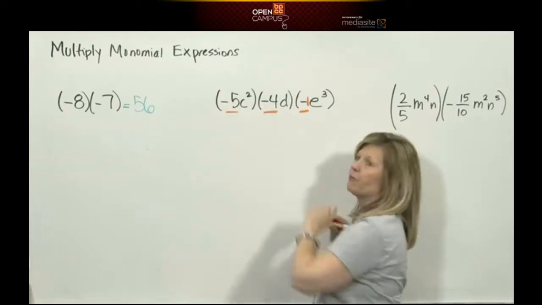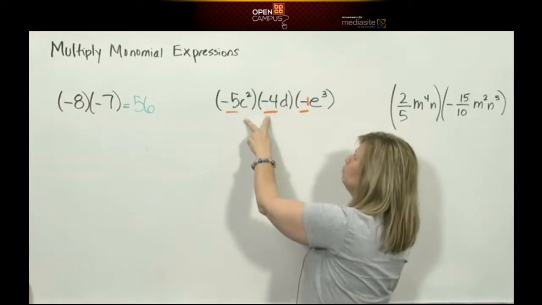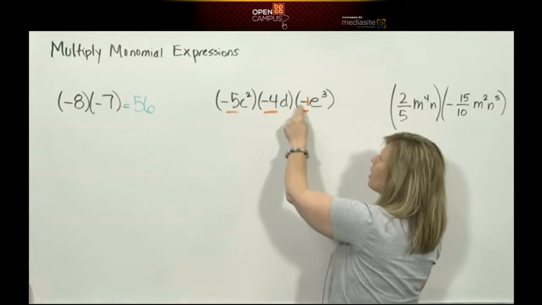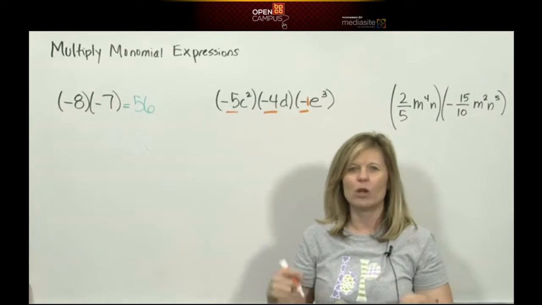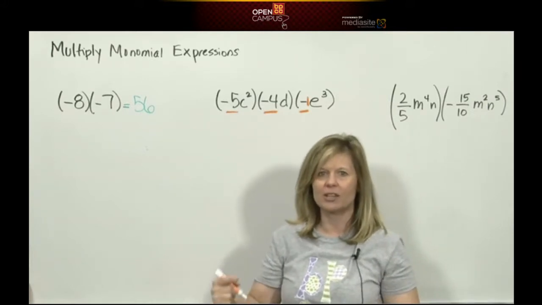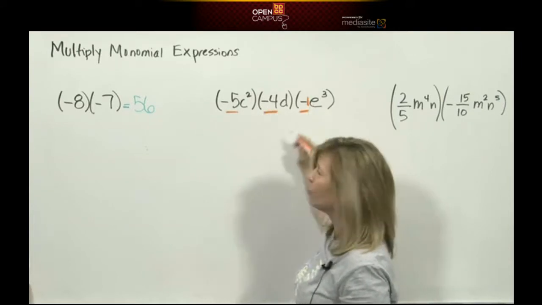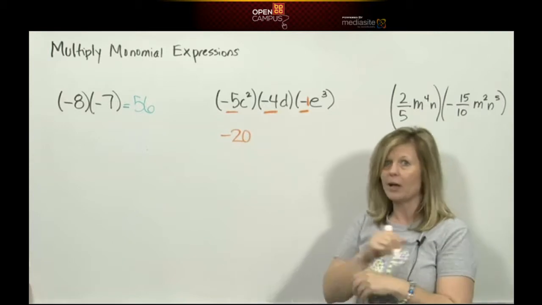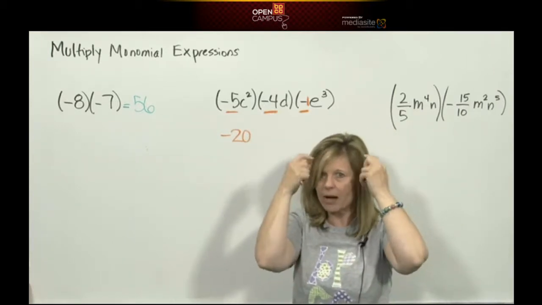-5 times -4. A negative times a negative is a positive. So that would make positive 20. But positive 20 times -1. A positive times a negative is a negative. When you multiply different signs, your answer is negative. So positive 20 times -1 would be -20. Okay, we multiplied all the coefficients. I don't need to see any work. I know you did it here in your head.